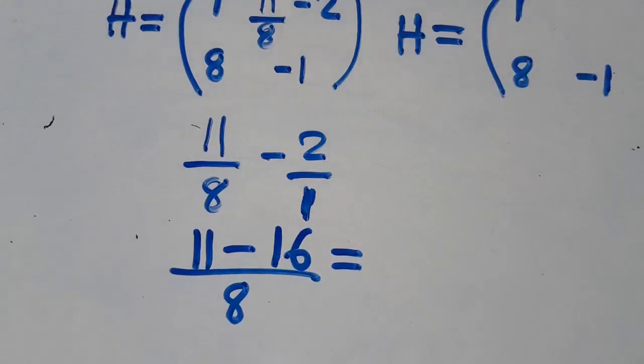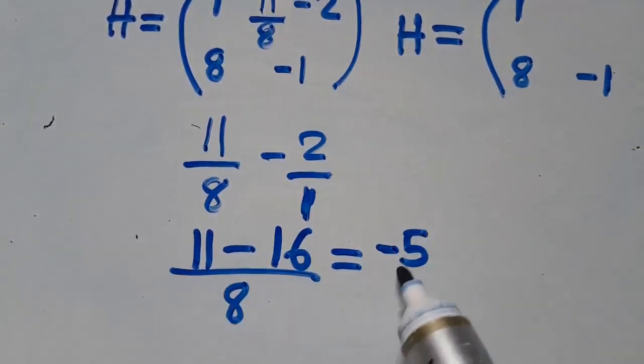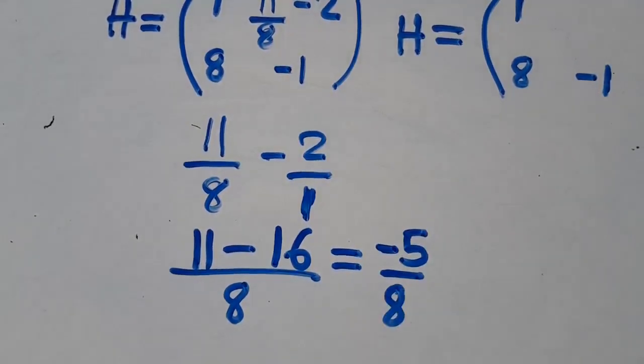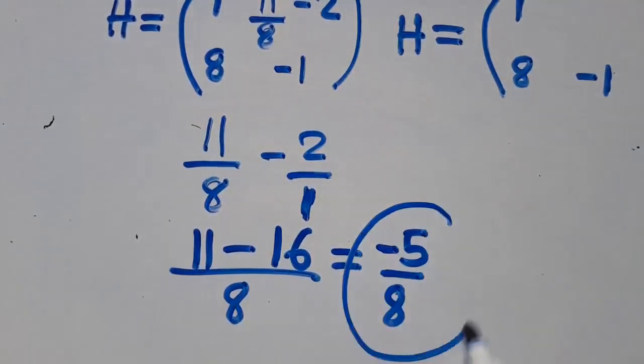Here, when you subtract, what answer are you getting? You're getting negative 5 over 8. That's the answer that you are getting. So this is your answer. Have you seen the way we've answered? This is what you're going to put there.